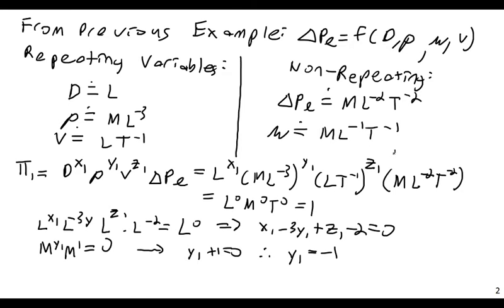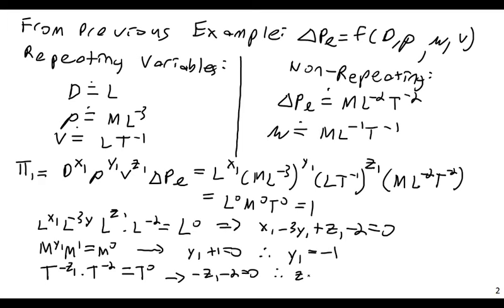So for t, remember when we have a power like this, we multiply it down. So t to the negative z1 times t to the negative 2 equals t to the 0. And this should also say M to the 0, sorry about that. And that leads us to negative z1 minus 2 is equal to 0. Therefore, z1 must be equal to 2.